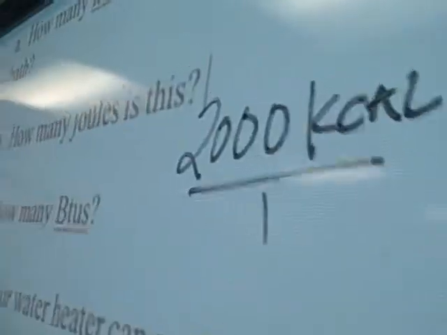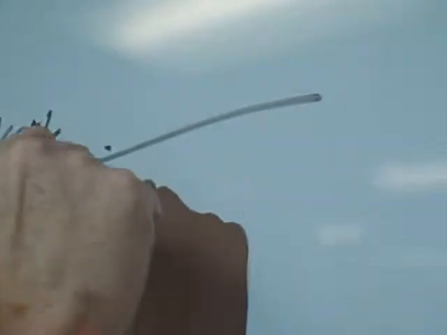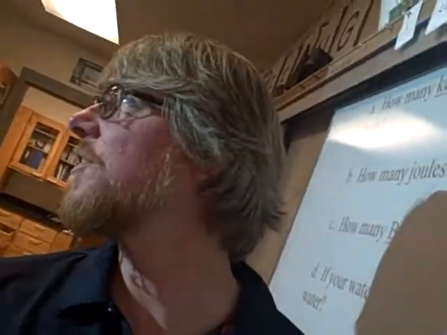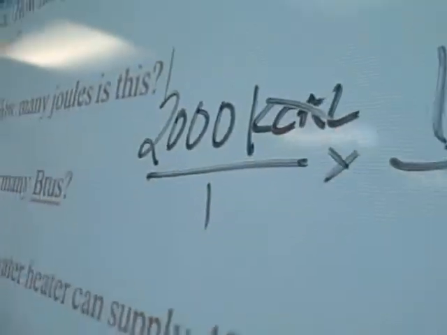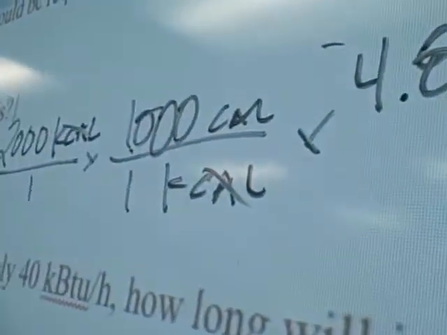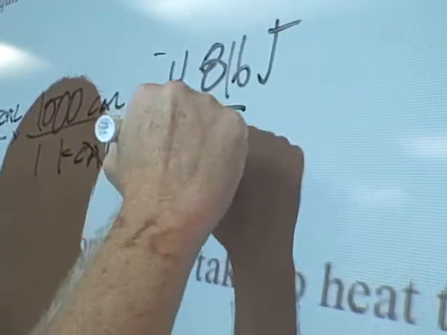Okay, how many? 1 kilocal, and I love the K because that tells you a kilo is what? 1,000. So I've got 1,000 calories in 1 kilocal. So that's going to get rid of this. And if you used your book, you could see that the conversion is 4.816 joules per 1 cal.